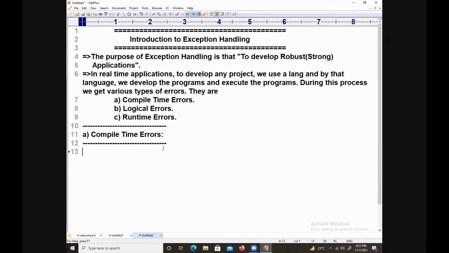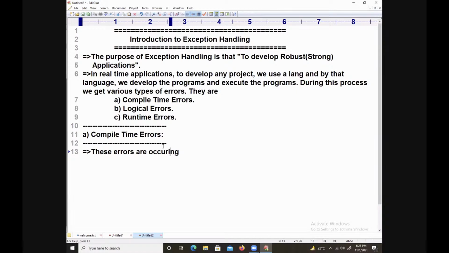Excellent. Now, sir, what do you mean by compile time error? Now, look at my dear students, these errors are occurring.